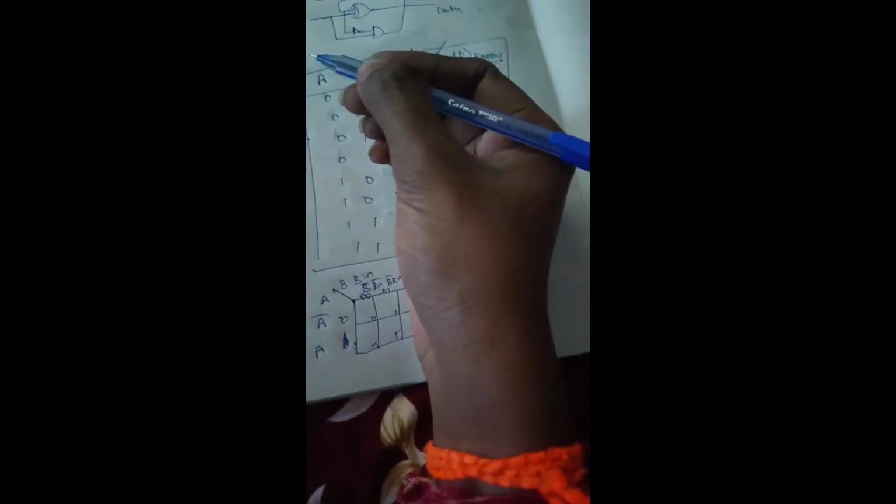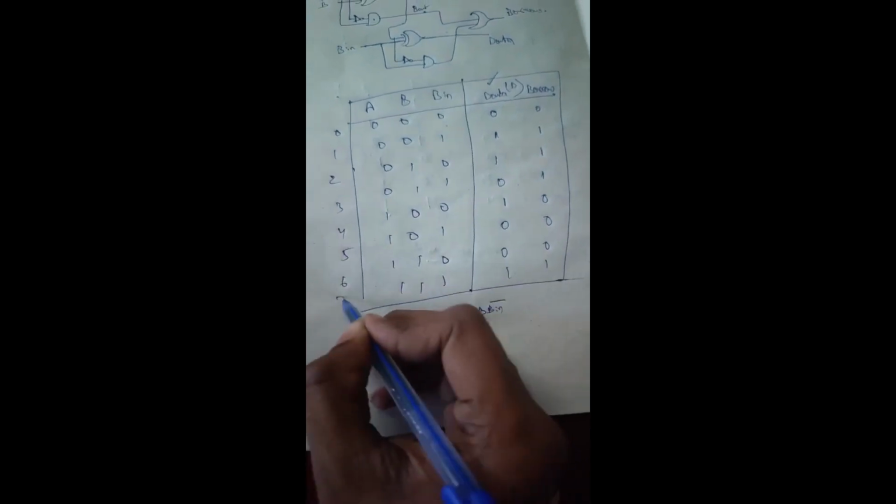It is an SOP form, that is the sum of products. For that, B bar B in bar, here B bar B in, here B and B in, here B and B in bar, here A bar and A. Here we can write 0 1 3 2. In this way the order will be there. That's why here you can see there is 0 1 2 3 4 5 6 7.